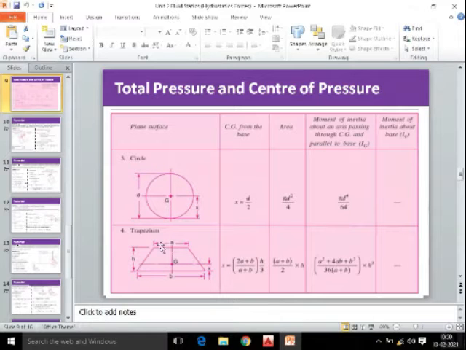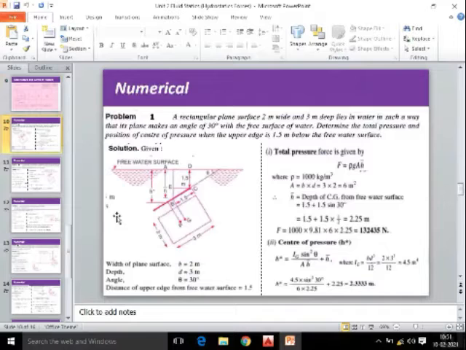Similarly for trapezium we had seen the location of CG is x equals (2a plus b) upon (a plus b) into h by 3, where a and b are parallel sides and h is the height of trapezium. Area is (a plus b) by 2 into h. While the value of moment of inertia is (a square plus 4ab plus b square) upon 36 (a plus b) into h cube. So from today we will start with the problems.